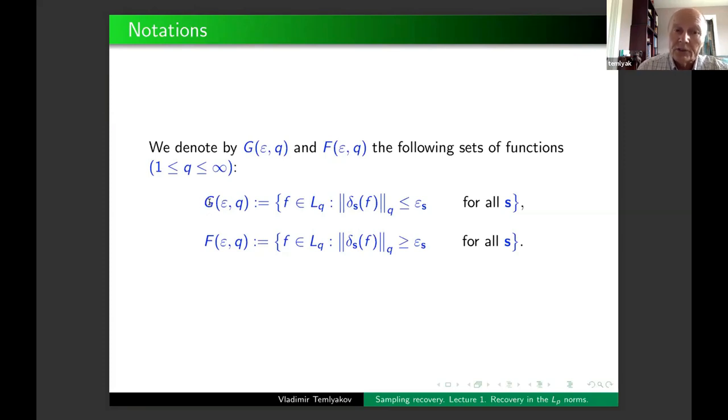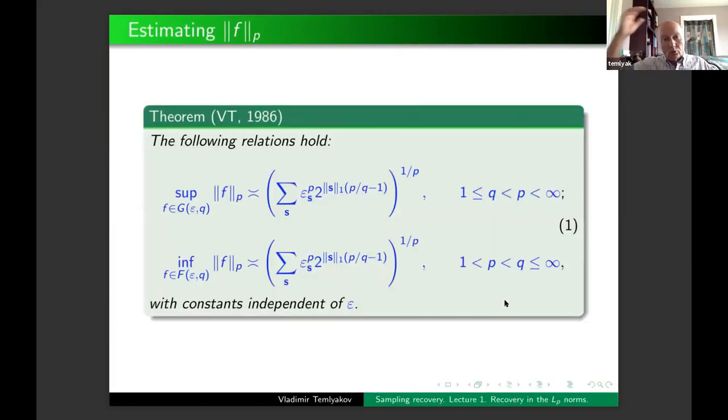So this class, class G, is defined for a given array and fixed q. These are all functions which are in L^q clearly, and with norms of these dyadic blocks bounded or controlled by this epsilon_s. So this is the class. For instance, if you have f that belongs to this one, the epsilon array is just bounding these norms. And this one is the opposite inequality. So basically for this one, we will prove the upper bounds, and for this one, lower bounds. And the theorem which I will formulate shows that those upper bounds which you can formulate are optimal. So this is the point of considering this class.